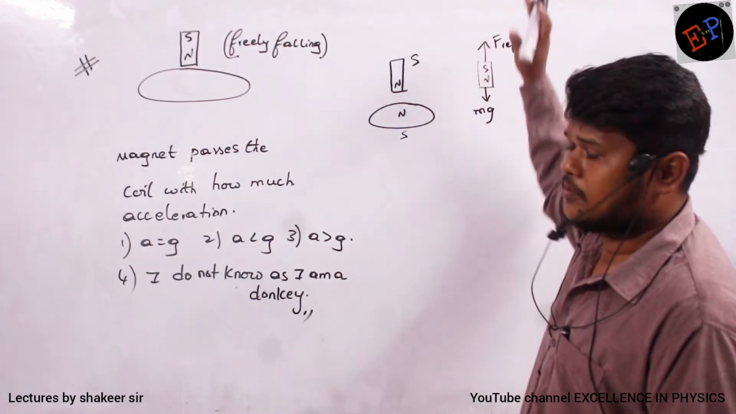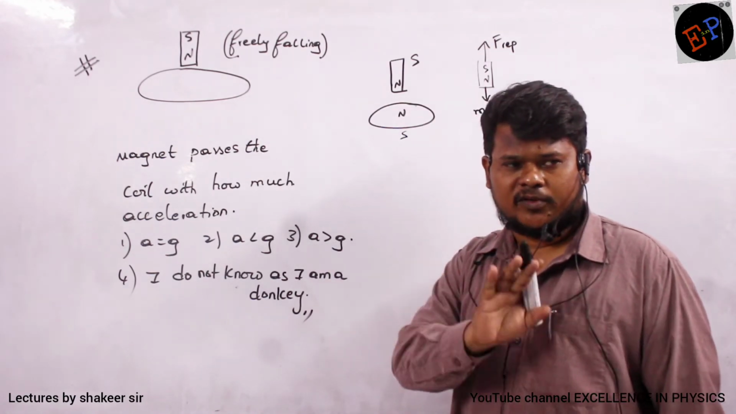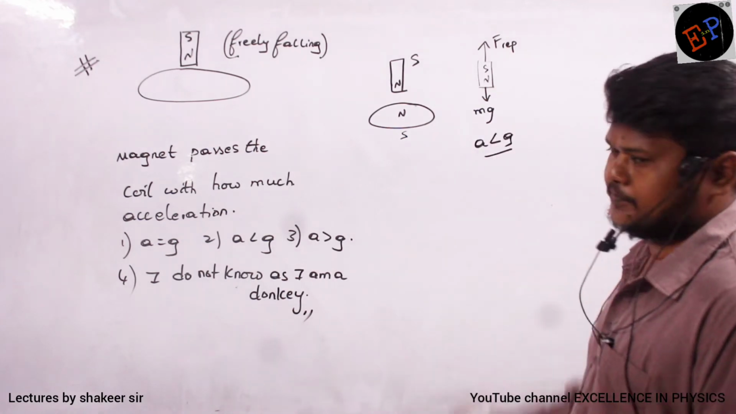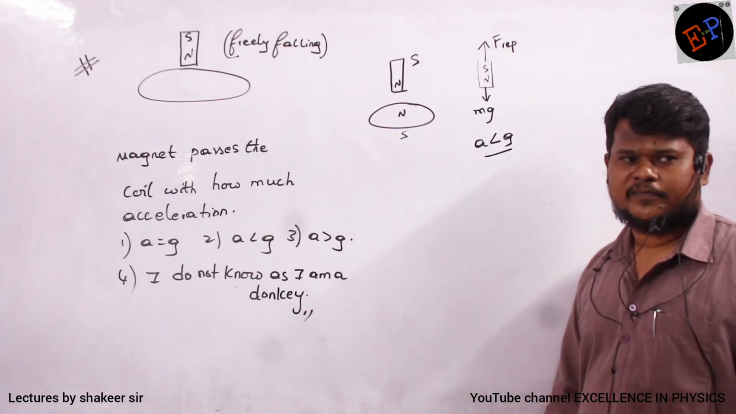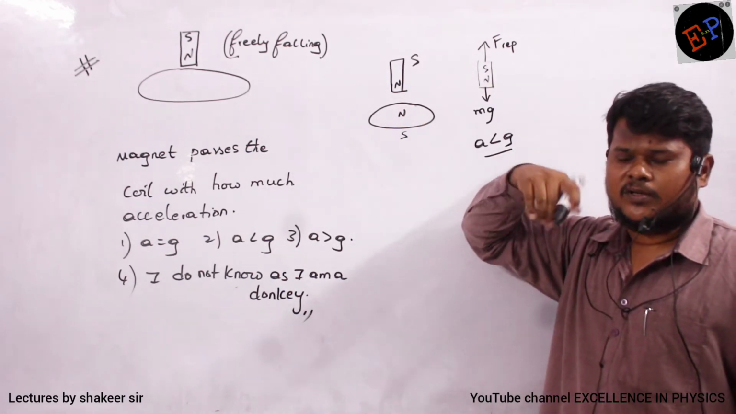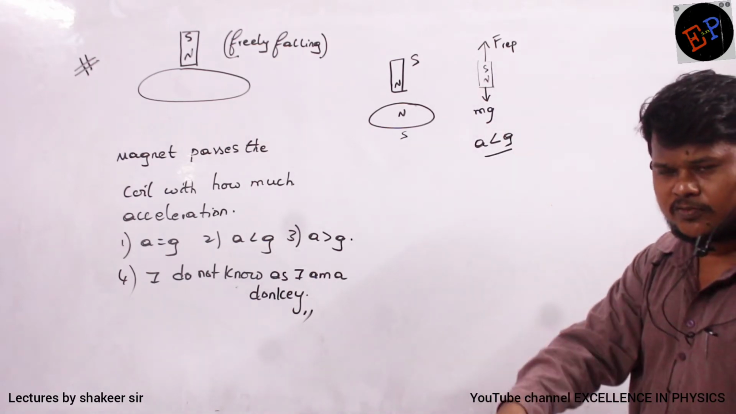Because an additional opposing force is also acting, it is definitely not a freely falling body, and its acceleration is definitely less than g. Clear? So this is what happens when it is at the topmost position. Whatever it may be, mg is greater than F repulsion, so the magnet will pass through the coil.